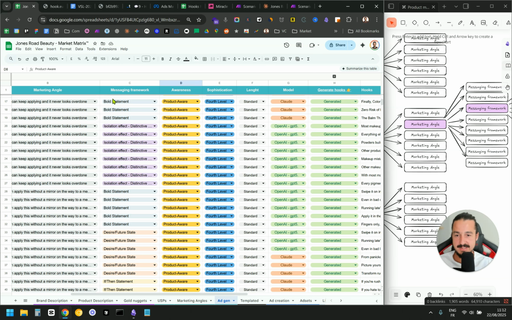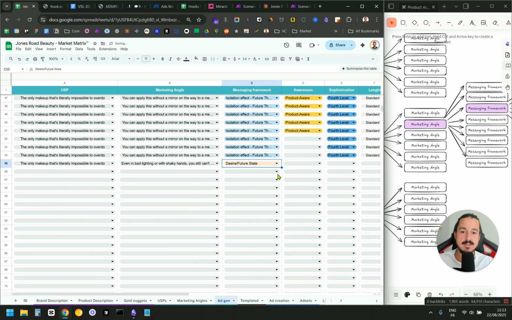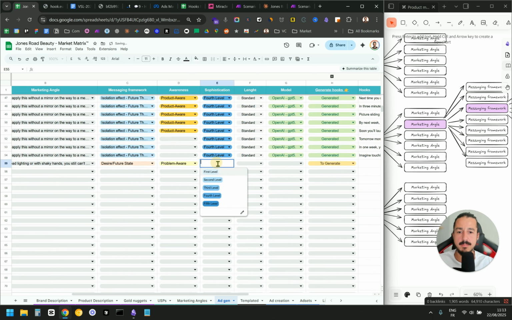I'm not showing it to you, but there's a specific spreadsheet that has hundreds of performing hooks that are going to be given to the AI at the moment of generating the hooks, as examples of what is working in advertising, basically. And for each of them, we have examples. So you basically say, okay, for this one I want, I don't know, desired future state. And I want to talk about just problem-aware people.